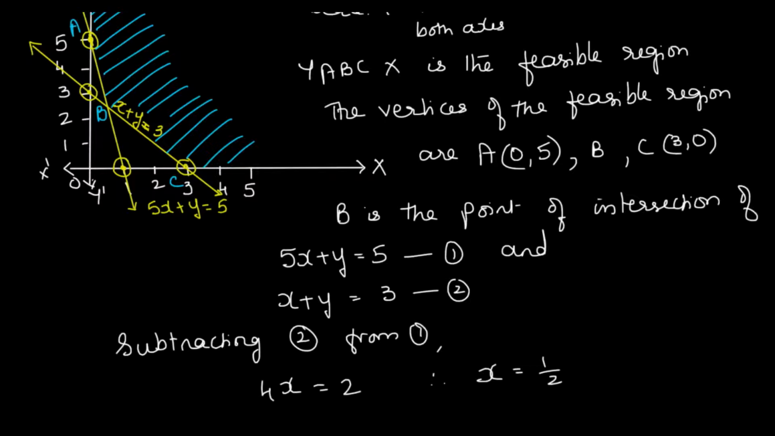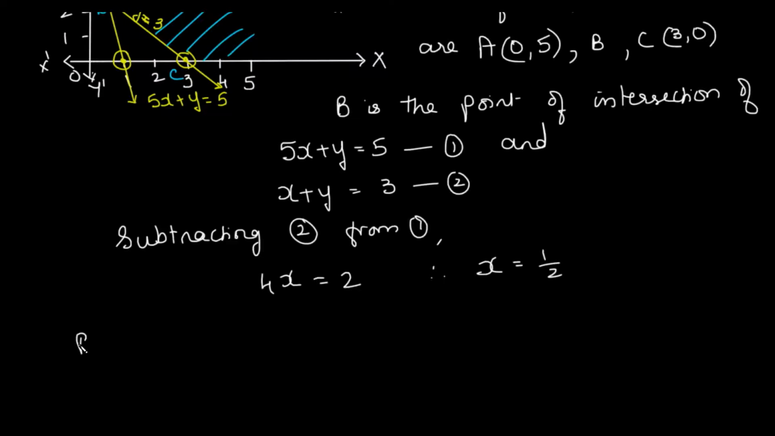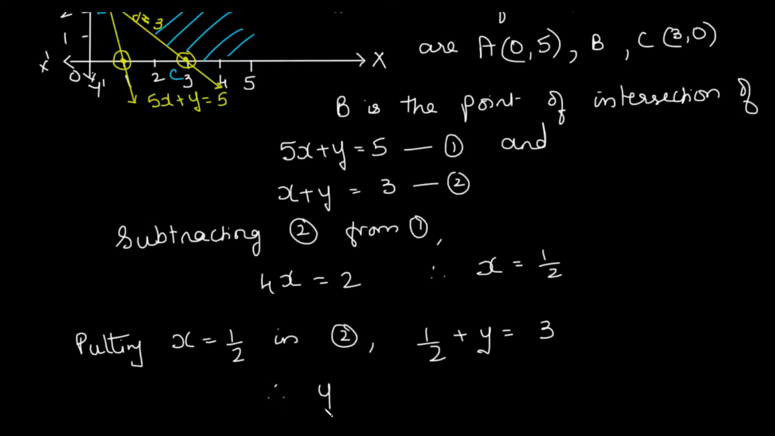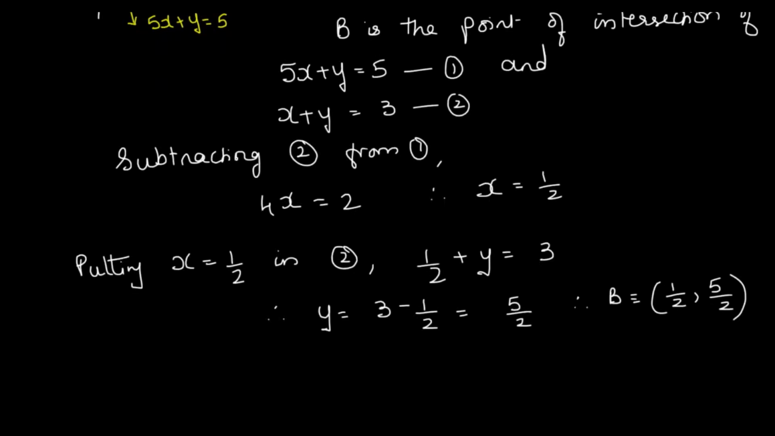Then substituting, putting x is equal to 1 upon 2 in equation 2, we get 1 upon 2 plus y is equal to 3, and therefore y becomes 3 minus 1 upon 2, cross multiplying etc. we get 5 upon 2, and therefore we get the coordinates of B as 1 upon 2 and 5 upon 2. So that done, now let us take the objective function and optimize it.